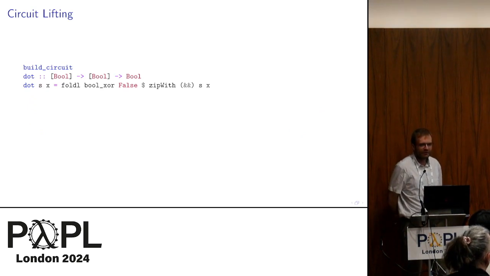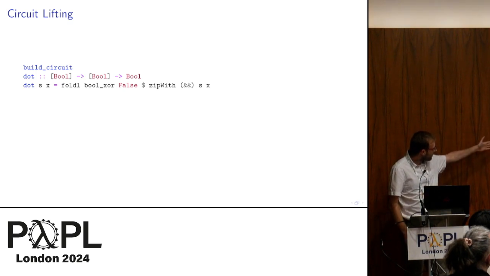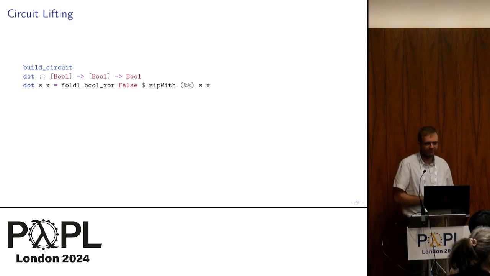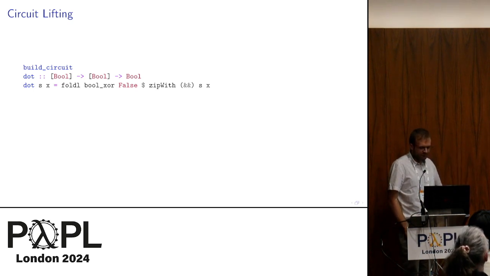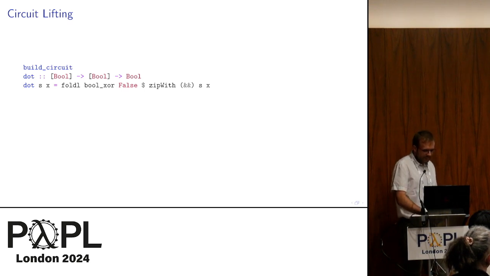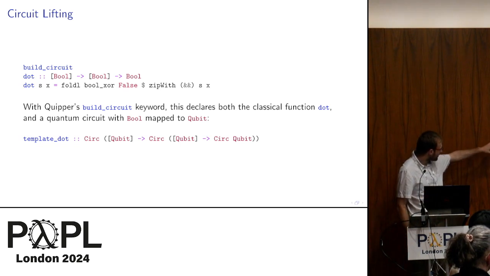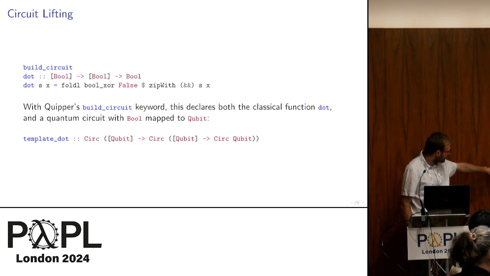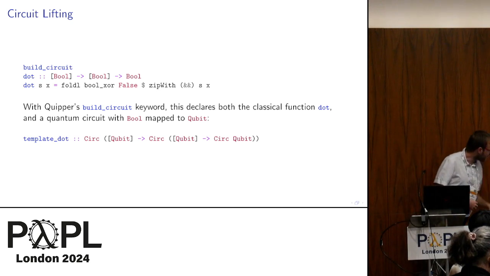And then Quipper provides this circuit lifting functionality, so you can write classical Haskell code and annotate it with this build_circuit keyword, and that automatically builds a circuit for you. So this is a slightly modified version of the Bernstein-Vazirani example that I had before. And the build_circuit keyword makes that, in addition to declaring the classical function dot, it also creates this circuit called template_dot, where you'll note that all the bools have been replaced by qubits.